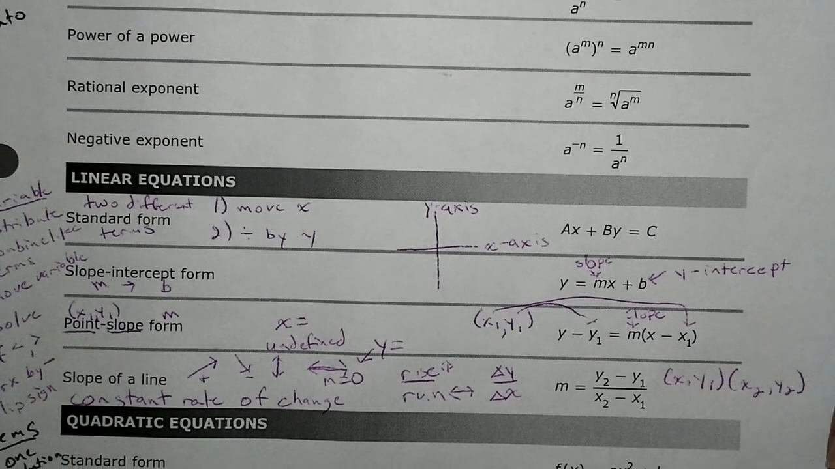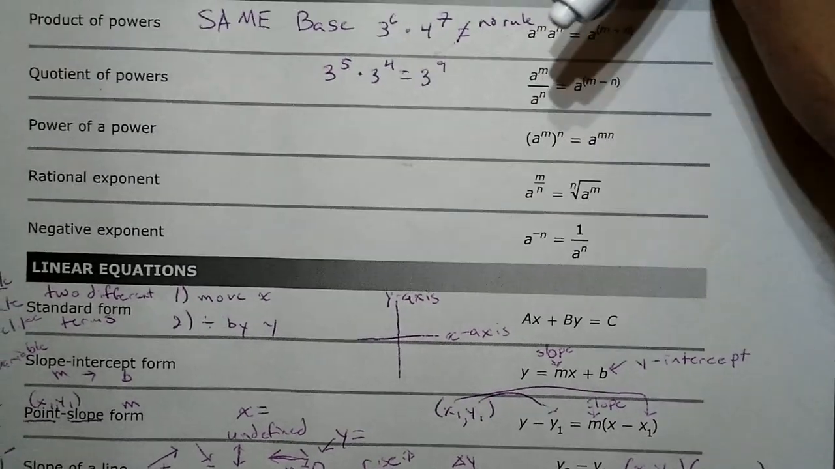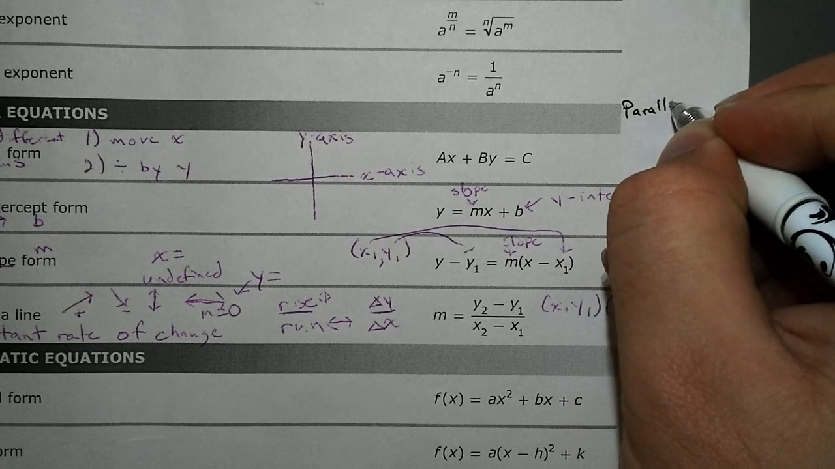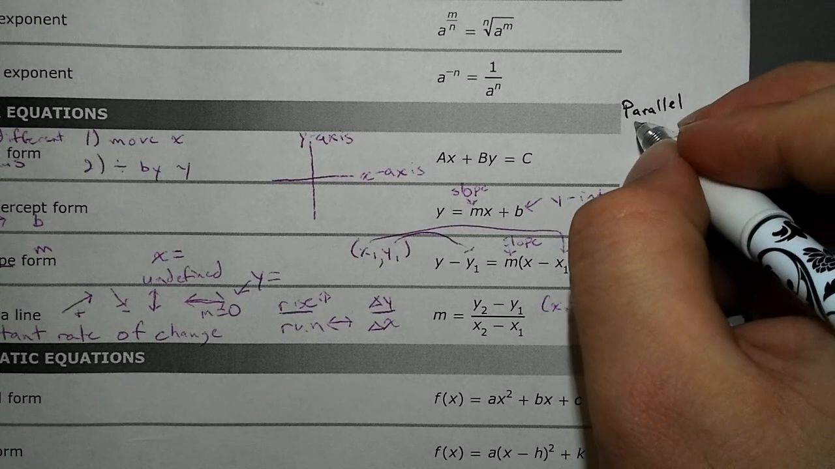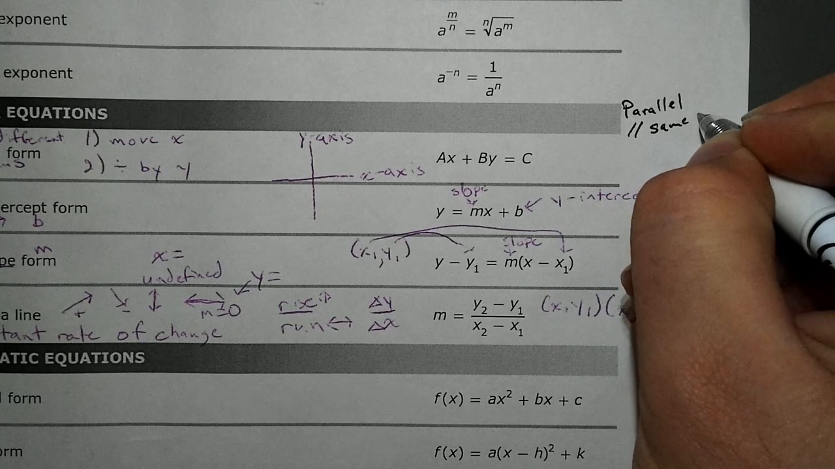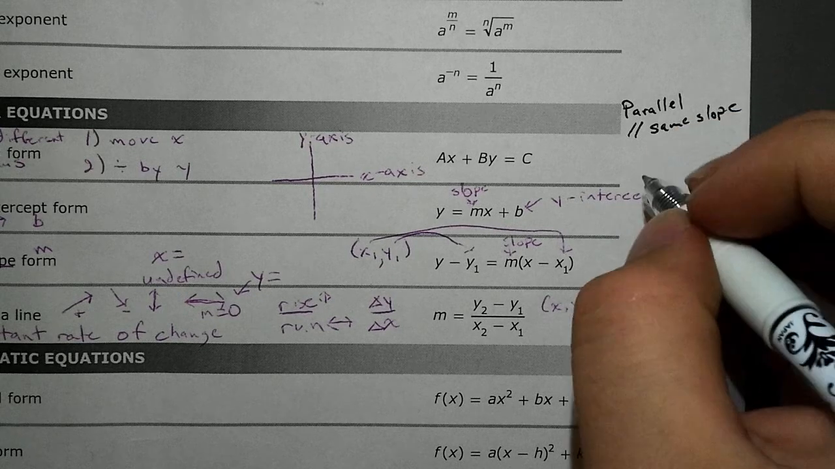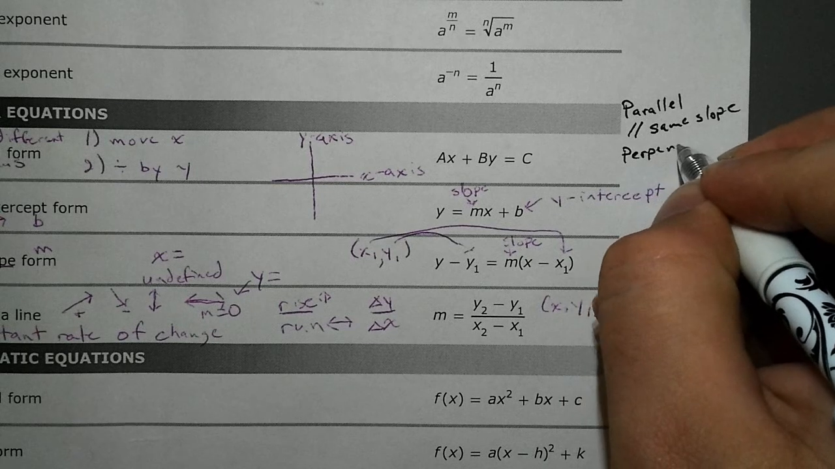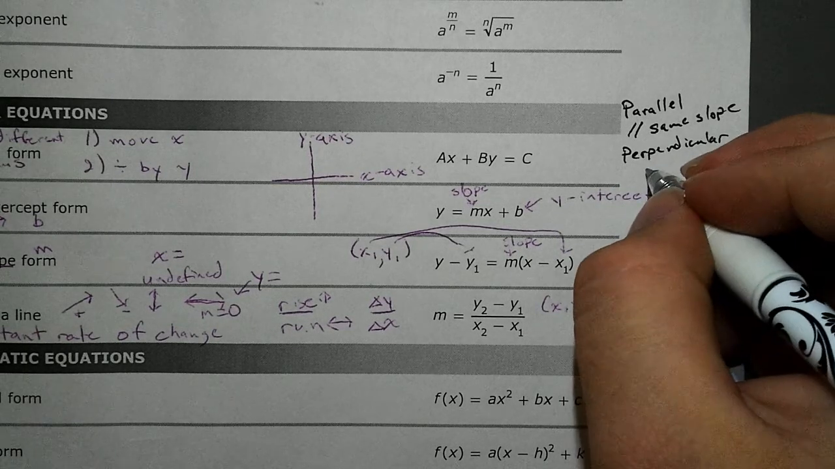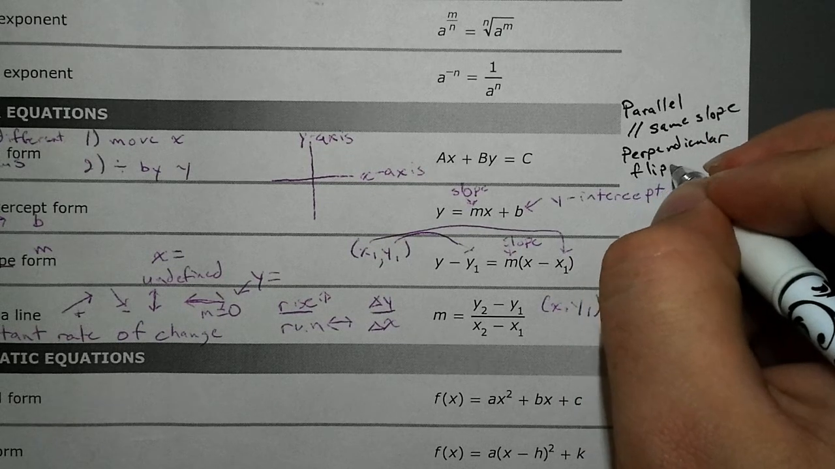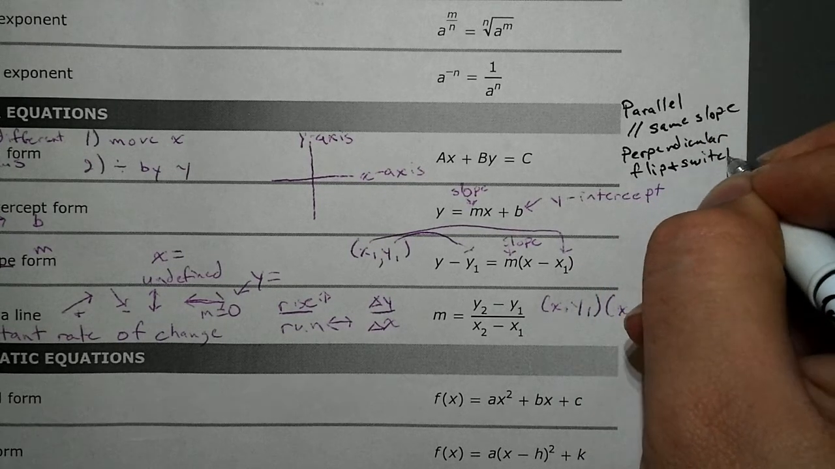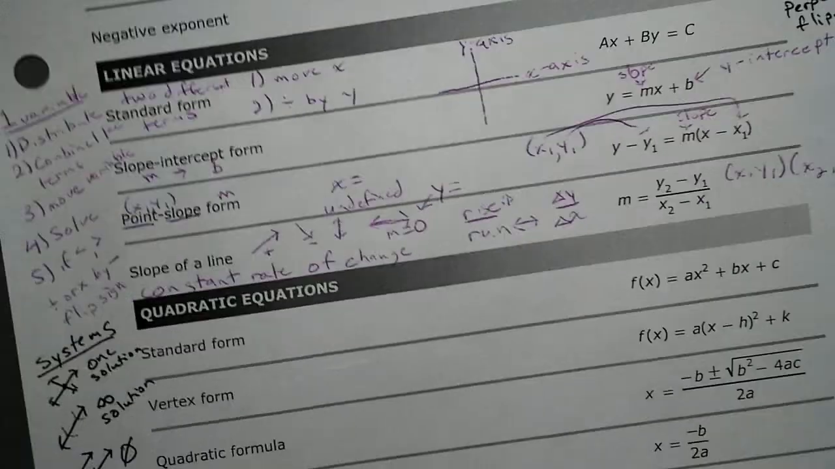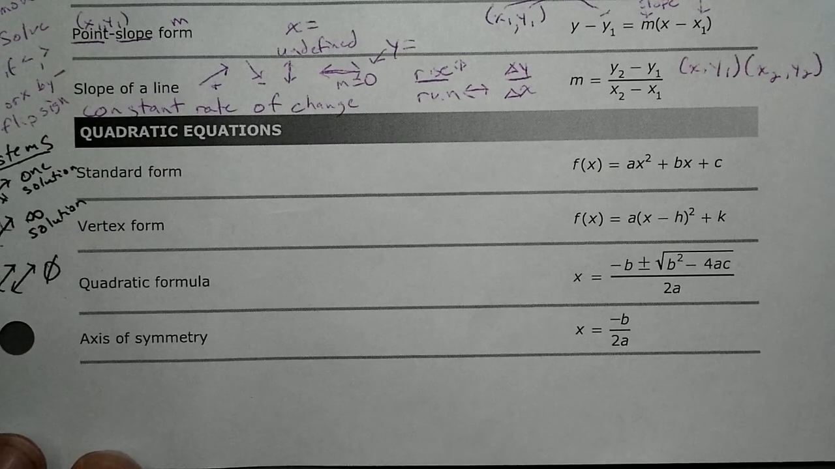Now, just two more things to remember about linear equations. Parallel lines have the same slope. So, parallel lines, same slope. Perpendicular lines, flip and switch. Alright, now let's get to quadratics. All that was to help with linear stuff.